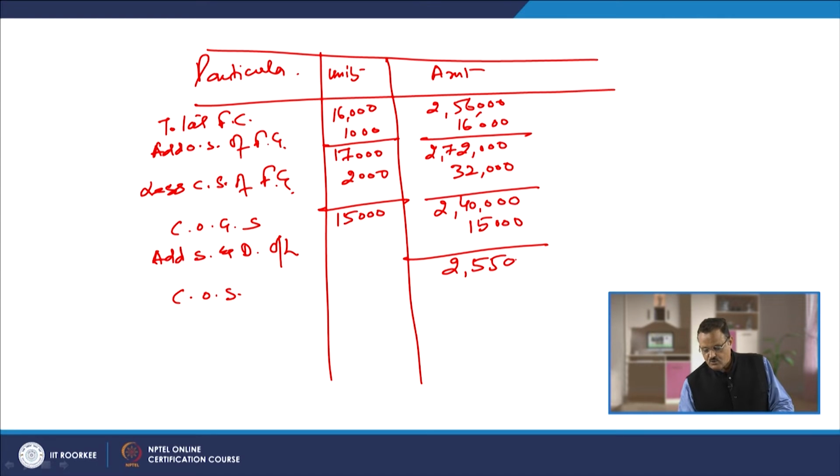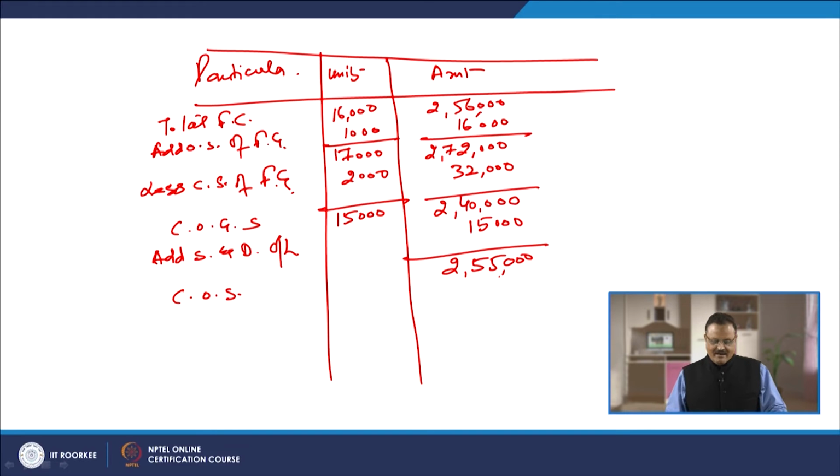255,000 is the cost of sales, right? And here I have written the cost of goods sold, so you should not get confused. Now I am writing cost of goods sold. In the earlier problem, I wrote the cost of production. So cost of production and the cost of goods sold is the same thing.